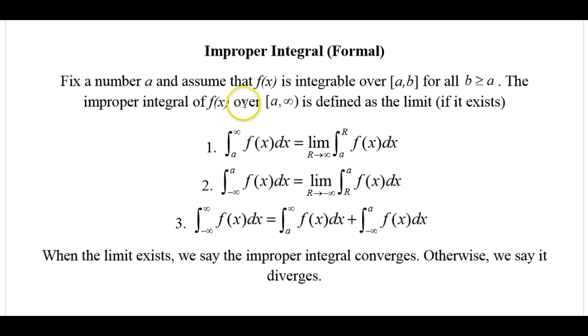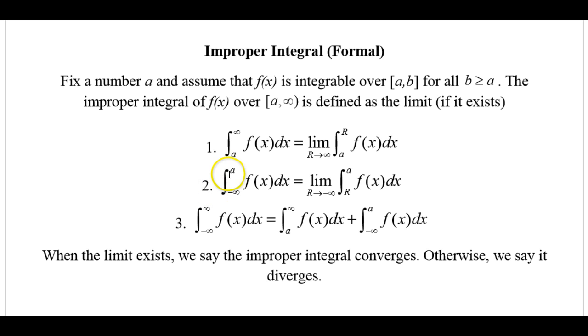The improper integral of f of x over a to infinity is defined as the limit, if it exists, given by any one of the following cases. If we have the integral from a to infinity of f of x dx, that's the same as the limit as r approaches infinity of the integral from a to r of f of x dx. Notice we're going to let r be the upper limit of integration, but then we're going to let r tend to infinity by defining it as a limit.